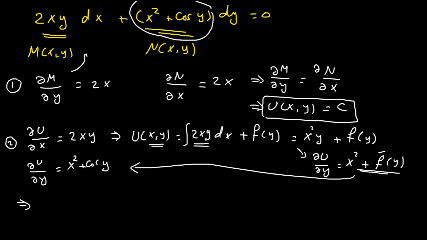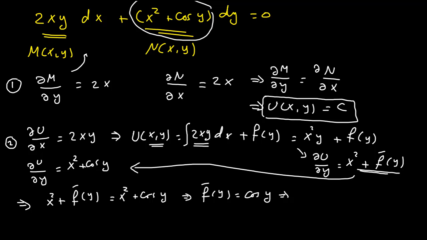So when we feed this result into this equation, we will say that x squared plus f dash of y equal to x squared plus cosine y. And so we say that f dash of y will equal cosine y. And so by integration, when we integrate both sides, we will have f of y equal to the integration of cosine y, which is sine y plus some constant, let's call it a, for instance.